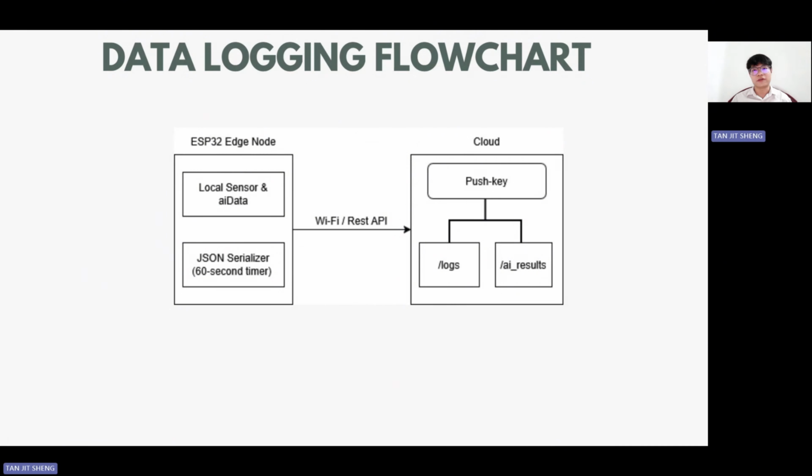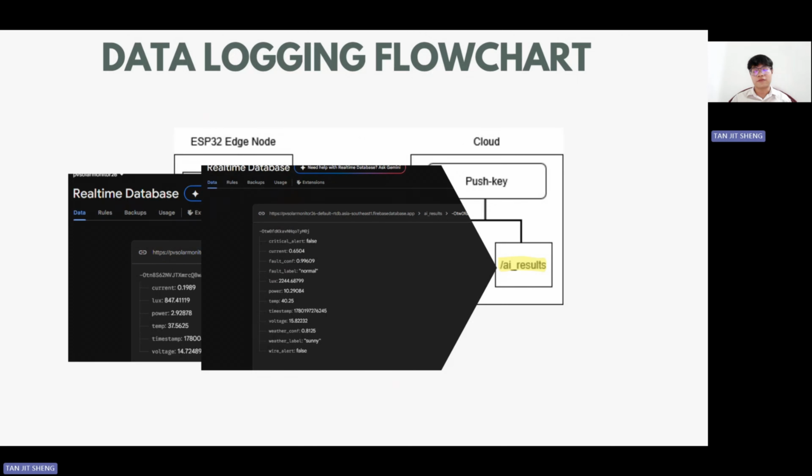So the output layer is the Firebase. This is the database that I use to collect the data, and it is split into 2 branches. The first branch is logs, and the second data from the AI result.